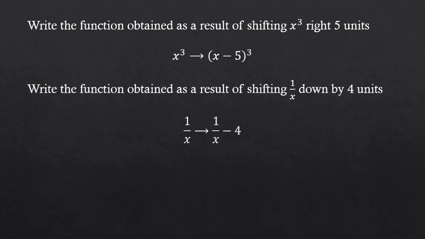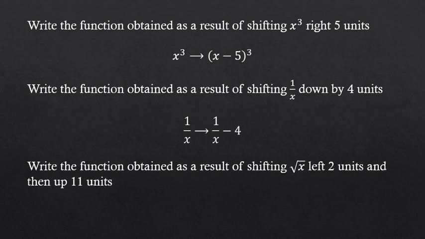If we want to shift it up by 4, this would be 1 over x plus 4. And now let's do one of each. Let's write the function obtained as a result of shifting the square root of x left by 2 units and then up by 11 units. So we're going to take care of the left shift first.